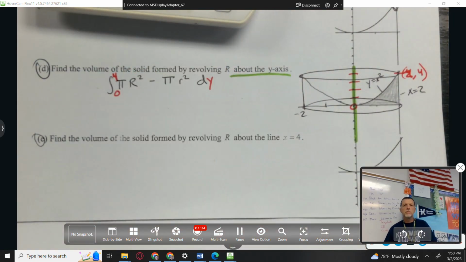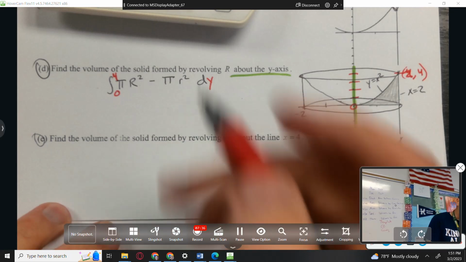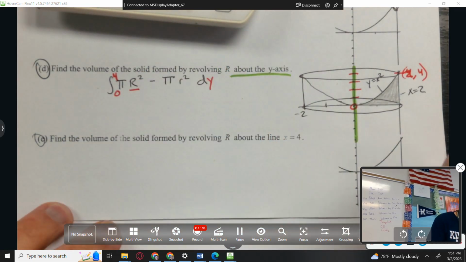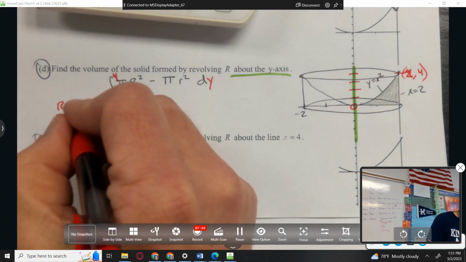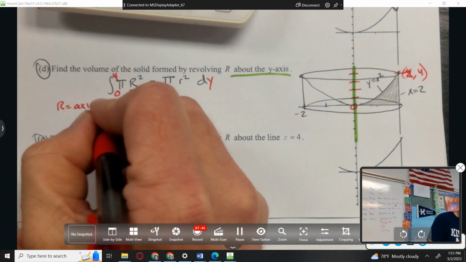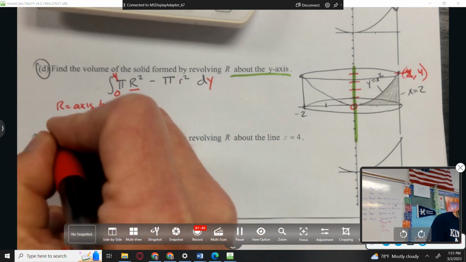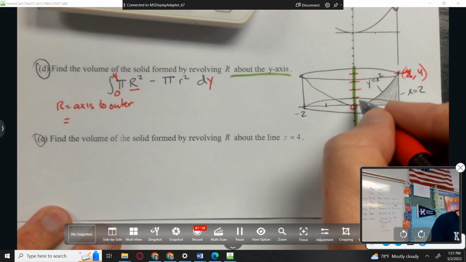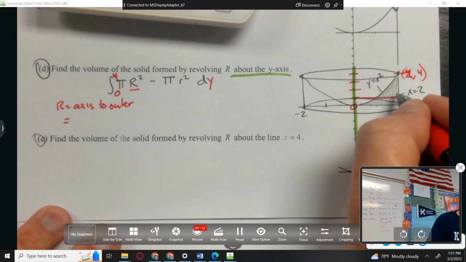How do you plug this into the calculator? Well, we're not ready for the calculator yet. I need a big R and a little r. Well, you have to change it from y equals to x equals. I will have to change it to get them in terms of y, but one step at a time. So big R is from axis to outer edge. So there's big R.